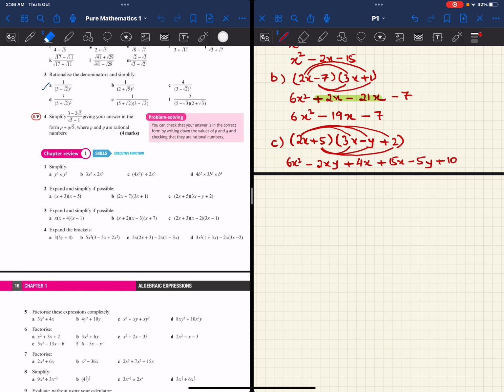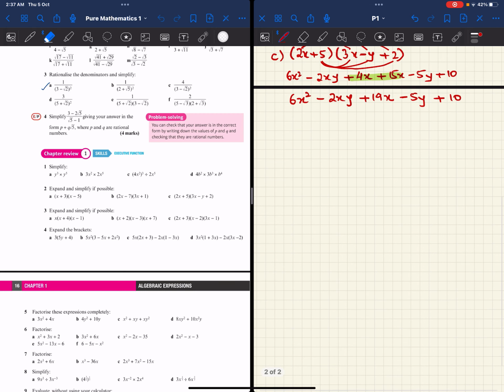We have x, x, okay, we have x. So 4x and 15x can be added. So our final answer can be 6x squared minus 2xy. 4 and 15 give us 19x minus 5y plus 10.